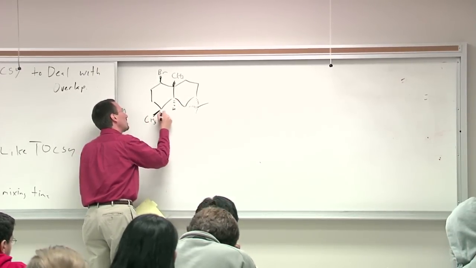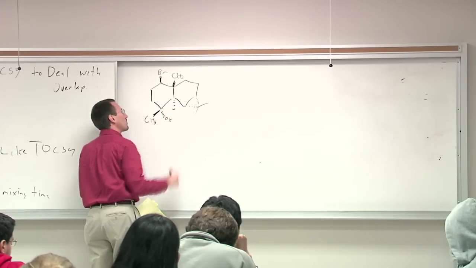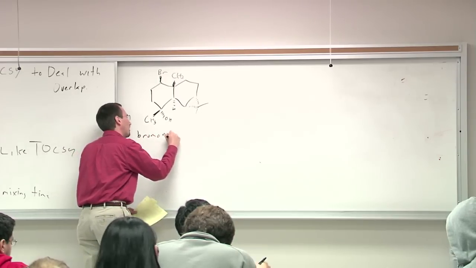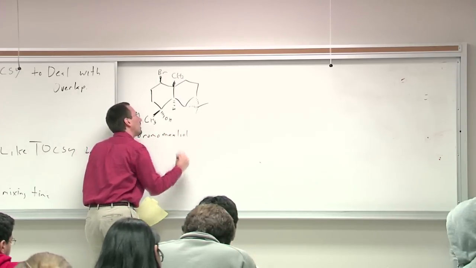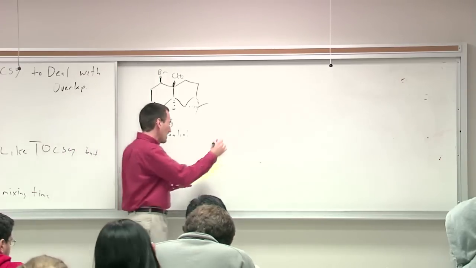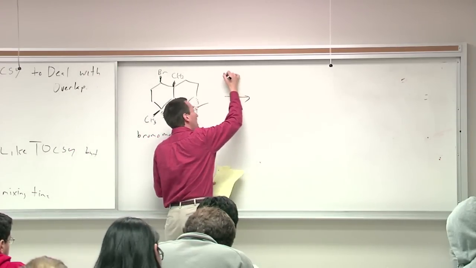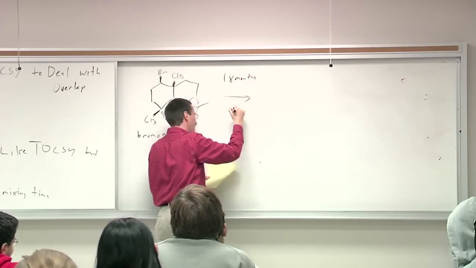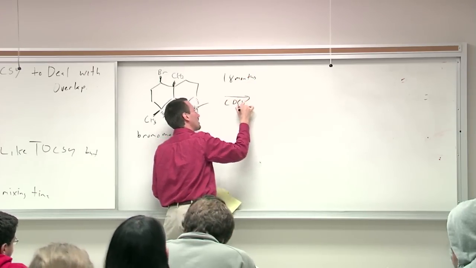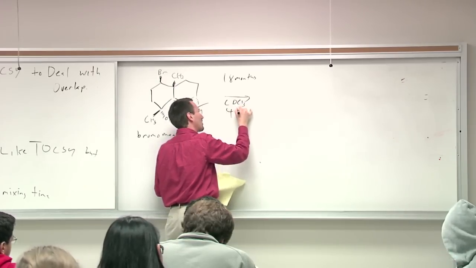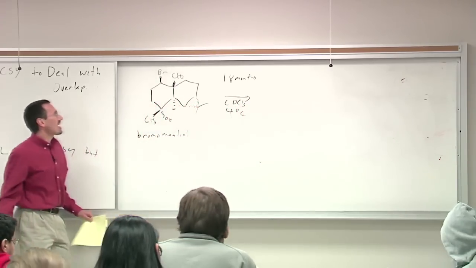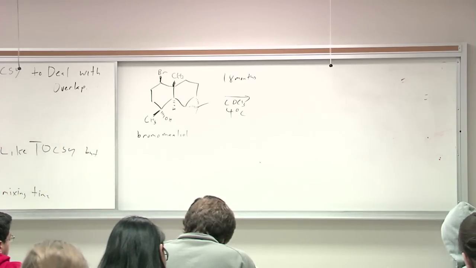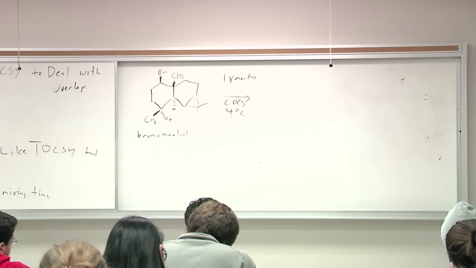So the chemical here is a marine natural product called bromomaleol. And the reaction is basically 18 months in CDCl3 at 4 degrees Celsius. And what is happening, chloroform breaks down, chloroform photooxidizes, you get acid in it.